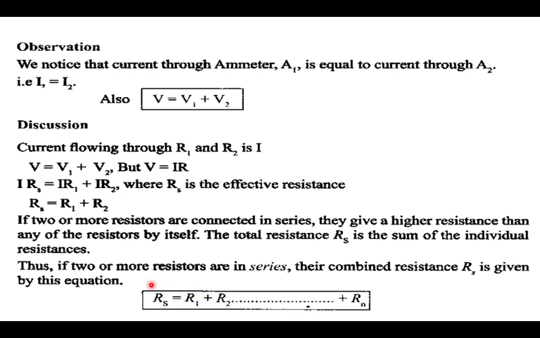So the general equation for the sum of resistance in series is simply Rs equals R1 plus R2 plus and so on up to Rn, where n stands for the number of resistances. Please go through this a number of times until you are very sure that you are able to describe this experiment.